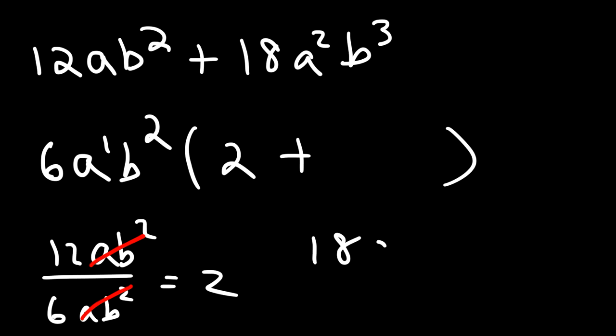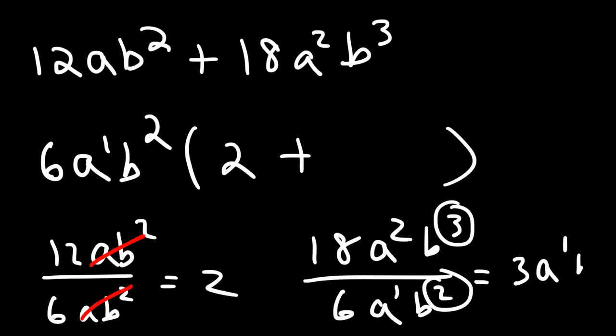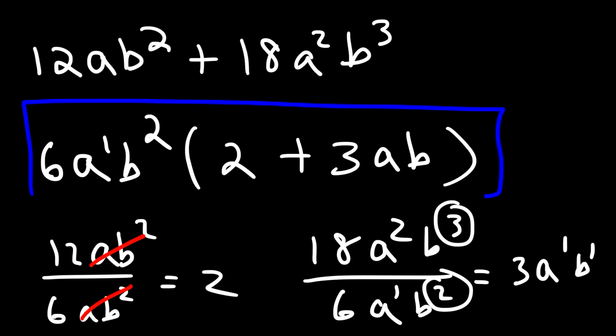So 18a squared b to the third divided by 6ab squared. 18 divided by 6 is 3. A squared divided by a to the first, 2 minus 1 is 1, so we're just going to get a. And then 3 minus 2 is 1, so we'll get b. So this is going to be 3ab. And that's how we could factor the original expression. So this is our answer.